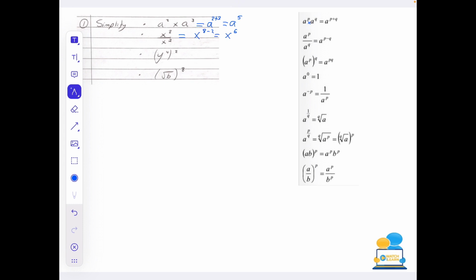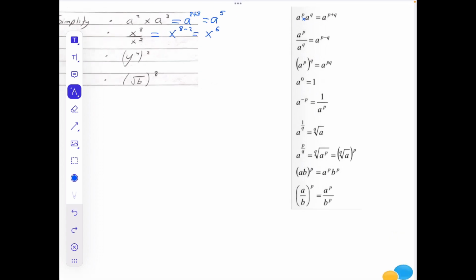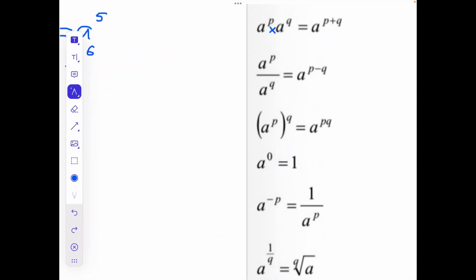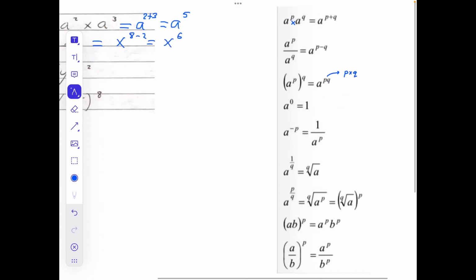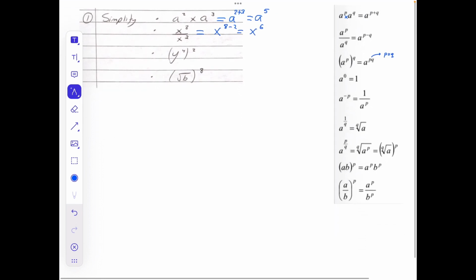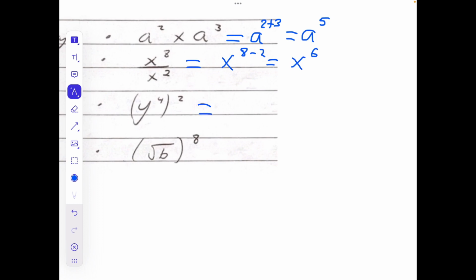Next one then, y to the power of 4, all squared. Now, this matches up exactly with this rule: a to the power of p, all to the power of q. Again, when things are squished together, that means they're being multiplied. So that's actually p multiplied by q. When we have a power raised to a power is how we describe this situation. We multiply the powers. So that's going to be y to the power of 4 by 2, which will be y to the power of 8.